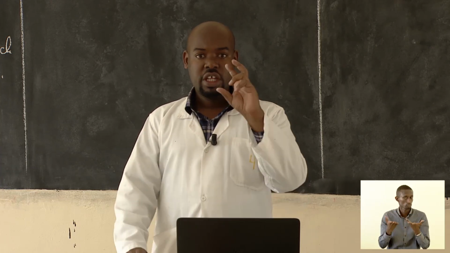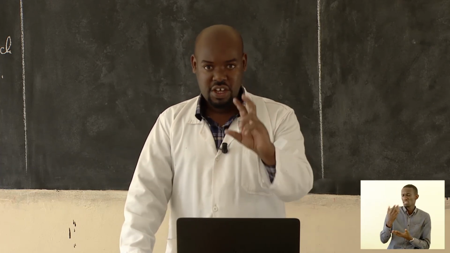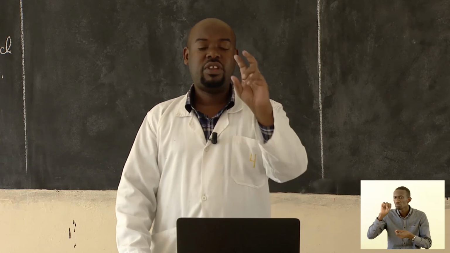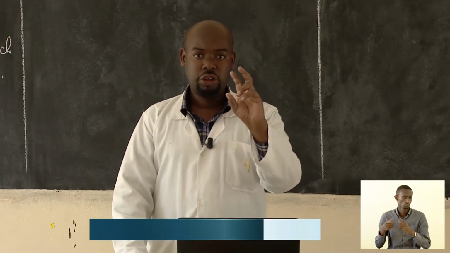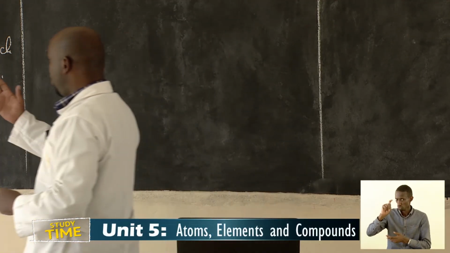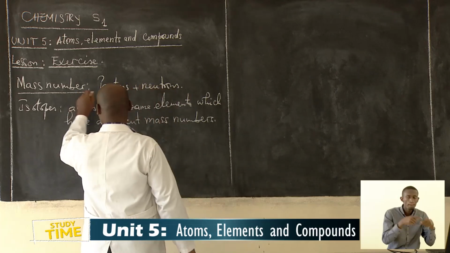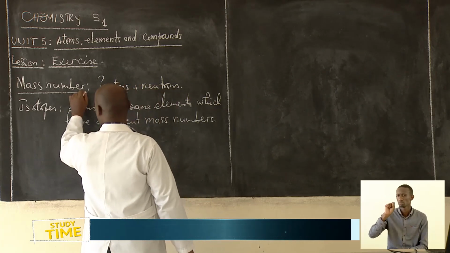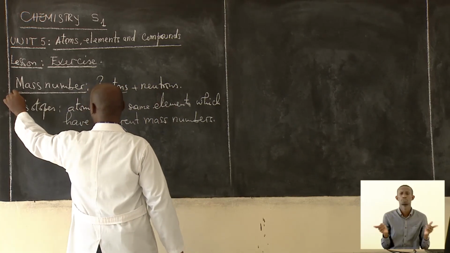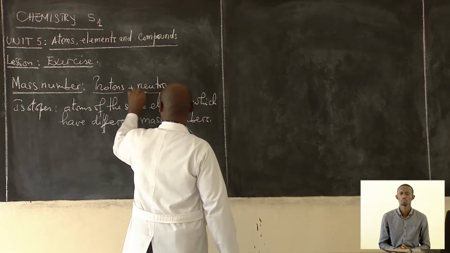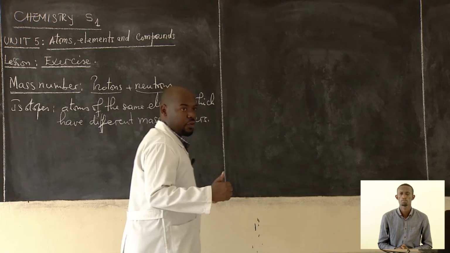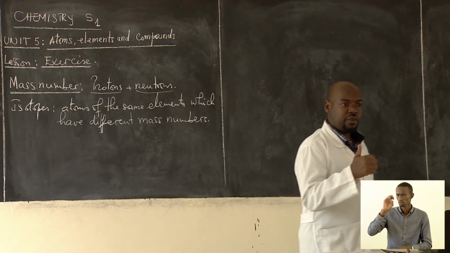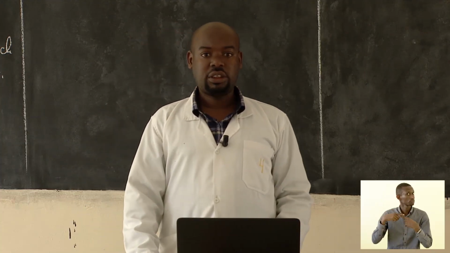Why? Because the number of protons is the same, but they have different number of neutrons. So for two atoms, if they have same number of protons and different mass numbers, it means that the number of neutrons will be different. And that is the reason why they have different mass numbers.